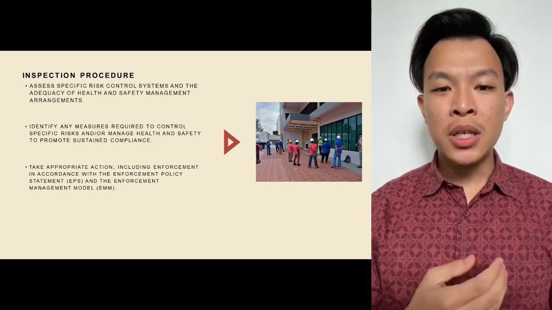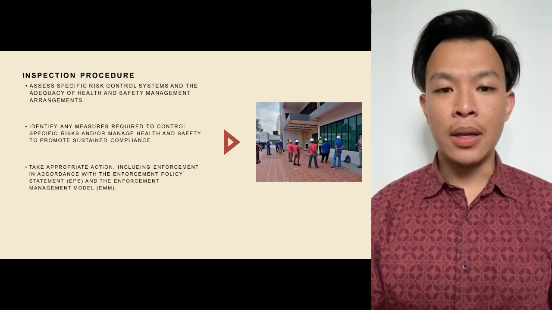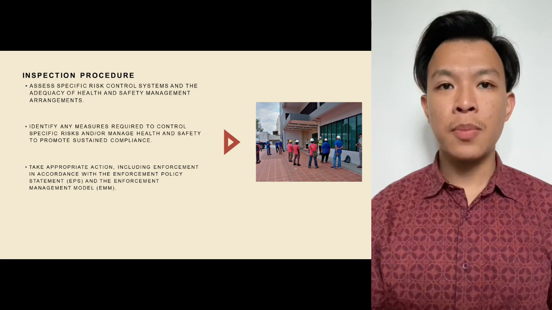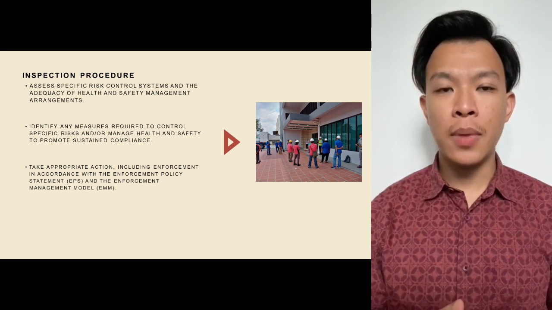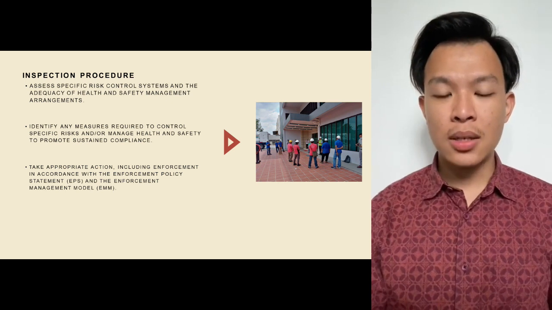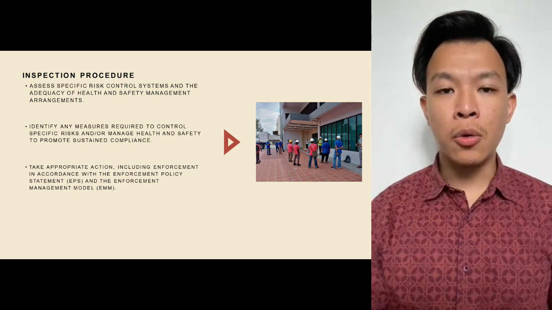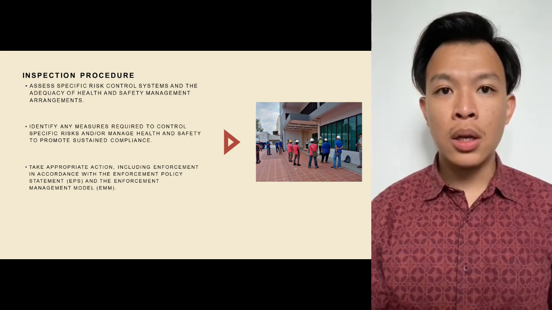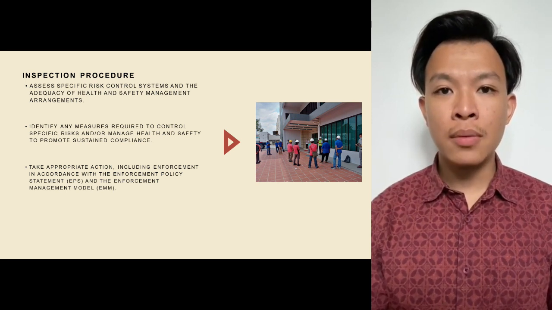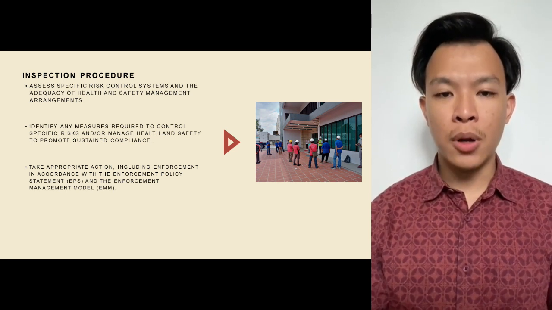There are 3 inspection procedures that are used by the company. First is to assess the specific risk control system and the adequacy of health and safety management arrangements. Next, identify any measures required to control specific risks and or manage health and safety to promote sustained compliance. Lastly, take appropriate action, including enforcement in accordance with the enforcement policy statement and the enforcement management model.